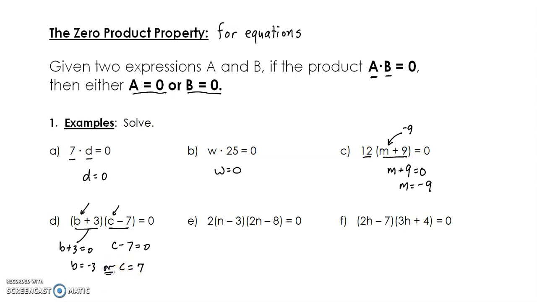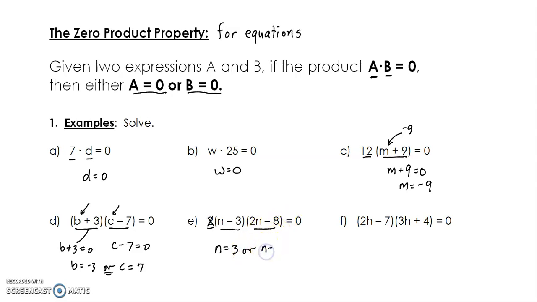And in a lot of the examples we're going to be seeing in the next few days, that's going to happen quite often. So the next question has three factors. You could have possibly three different answers. However, 2 is never equal to 0, so I don't have to worry about that one. But I do have to worry that the n minus 3 could possibly equal 0 if n was equal to 3, or in the next one, if n was equal to 4.